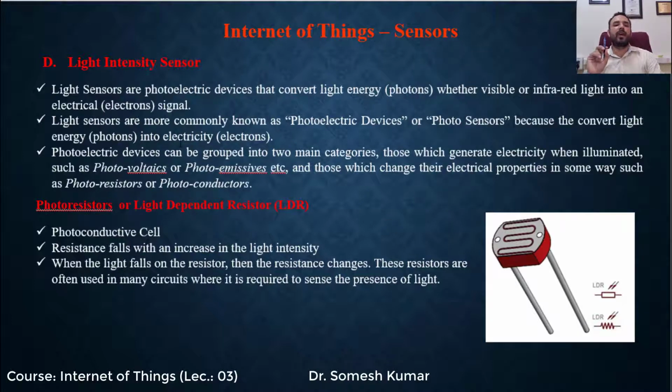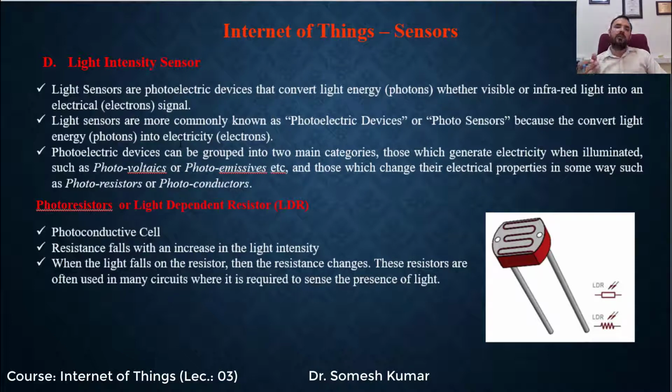So next one is our light intensity sensor. Basically, light sensors are photoelectric devices that convert light energy, photons, whether the light energy is in the form of visible light or IR rays, into an electrical signal. The infrared rays are not visible. So any type of light energy is converted to an electrical signal.